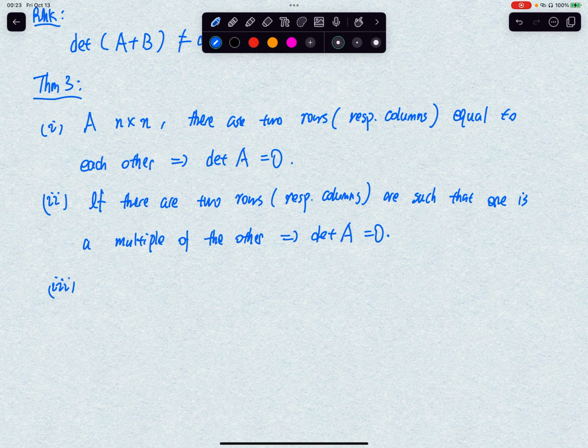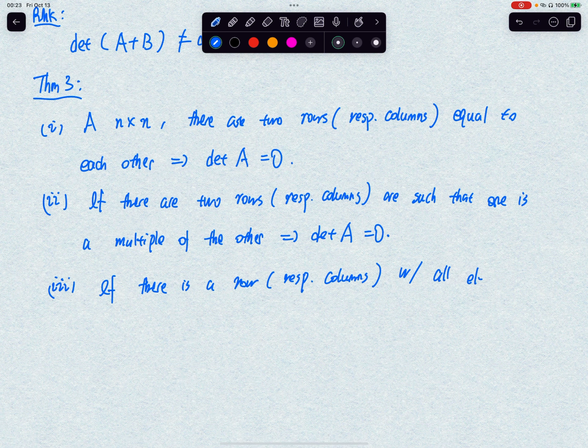And thirdly, if there is a row, respectively column, with all the elements being 0, then we have the determinant of A equals 0. So this theorem offers us the criterion in determining whether the determinant of an n by n matrix is zero.